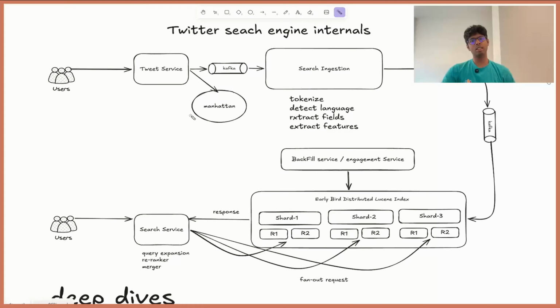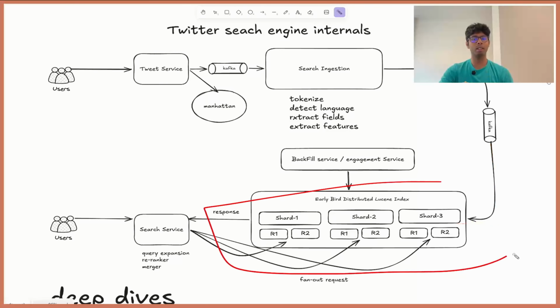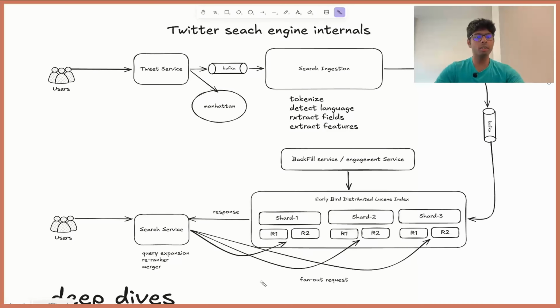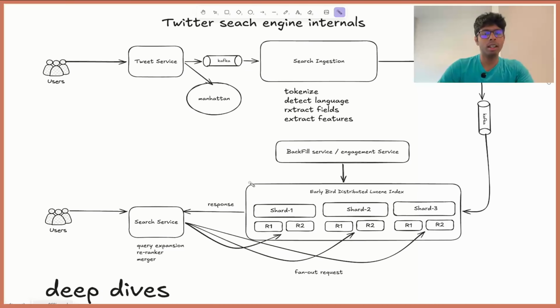Now the search ingestion is going to put all this modified data into Kafka again. That is the first Kafka, then that is the second Kafka. After that, this data will reach the Earlybird distributed Lucene index. So now what is going to happen? This is a distributed system that works on the Lucene indexes.